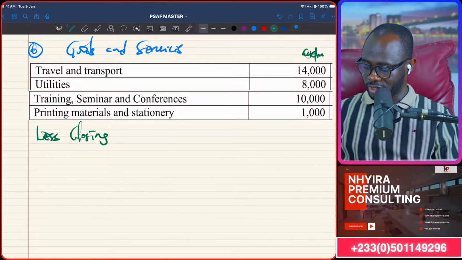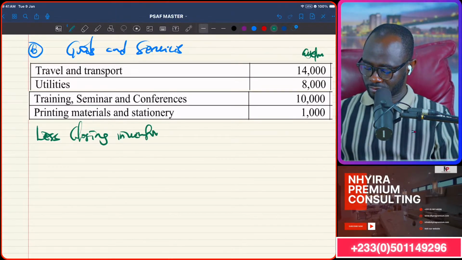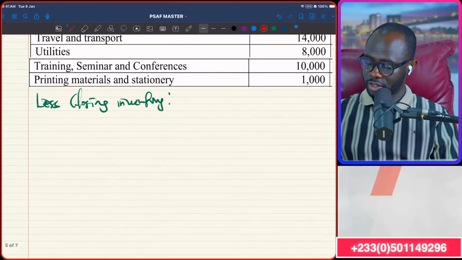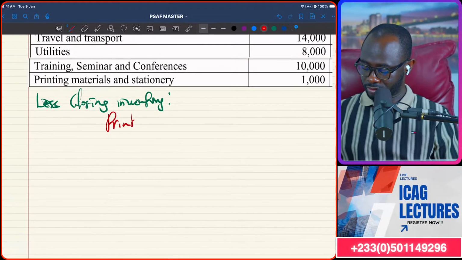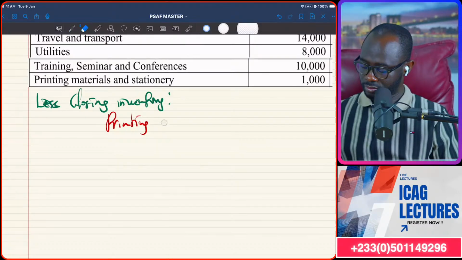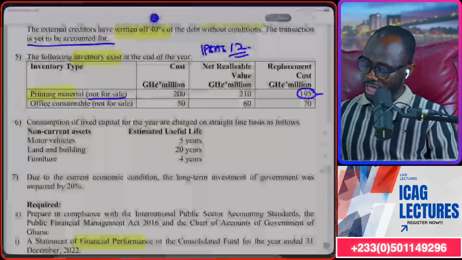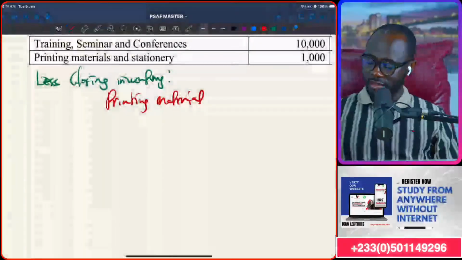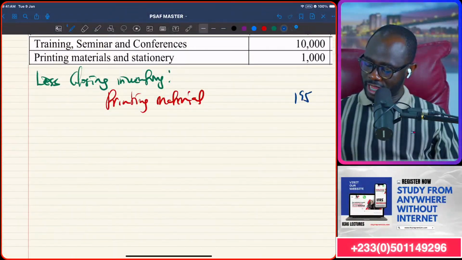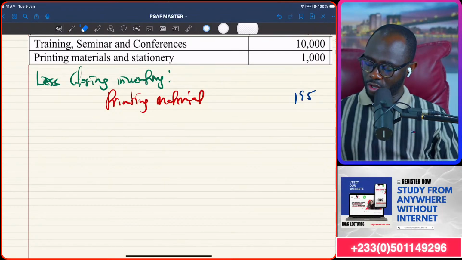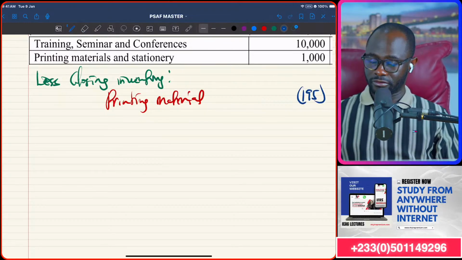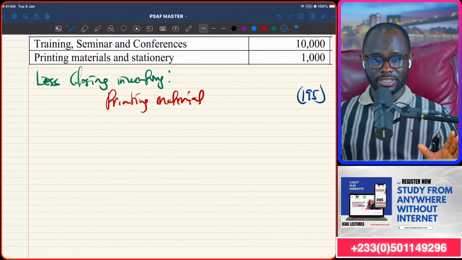So we less closing inventory, printing material, how much we got? 195. So lower of cost and replacement cost. It means when we go to the statement of financial position, this will be the inventory that will go there. 195. Are you getting the picture?